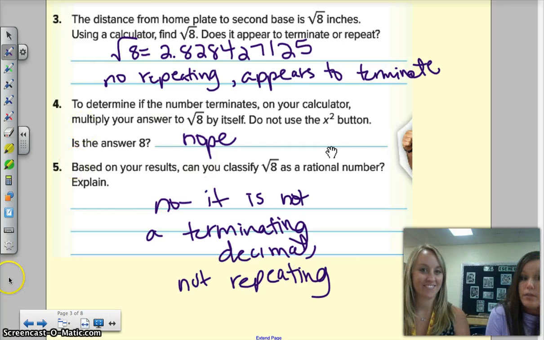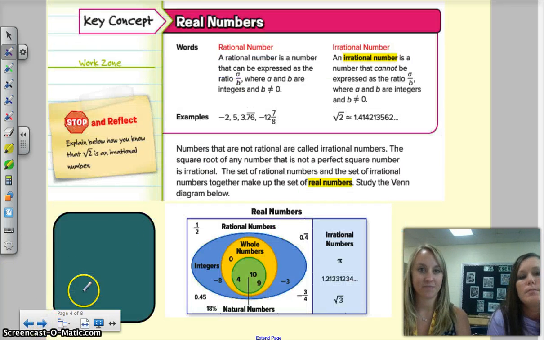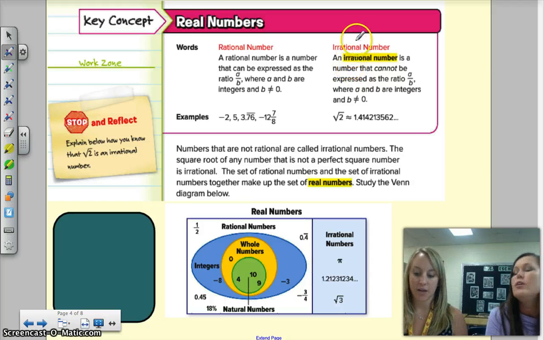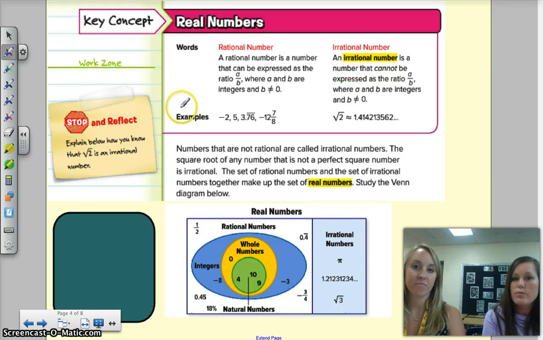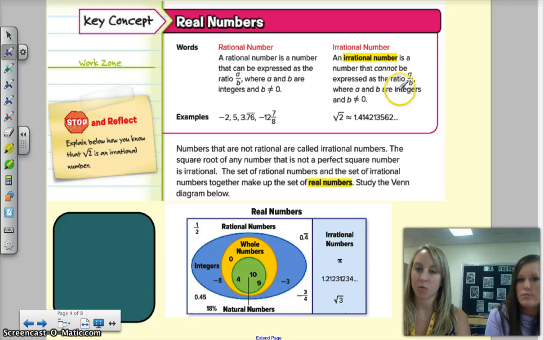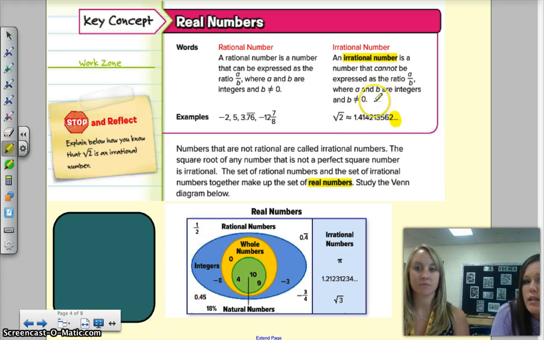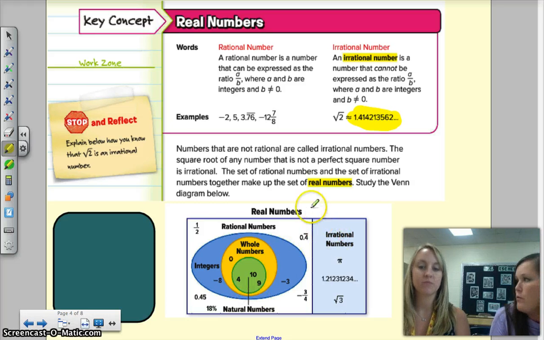All right, so let's look into this deeper. Key concept. We are talking about real numbers. We've got rational numbers and irrational numbers. Rational numbers can be expressed as a fraction. Irrationals cannot. Rationals are terminating or repeating; irrationals are non-terminating, non-repeating. If you ever see anything that repeats, like 1 4 1 4 1 4, it's rational. Let's look at some examples down below.